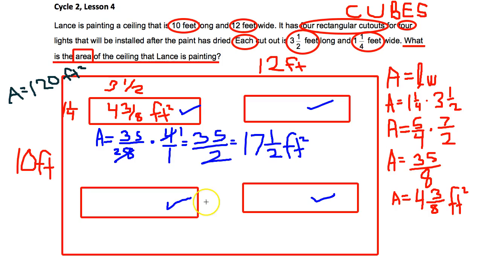So let's see if I can find some space to do that. We'll go ahead and try to do it right here. So I've got 120 subtract 17 and 1/2.